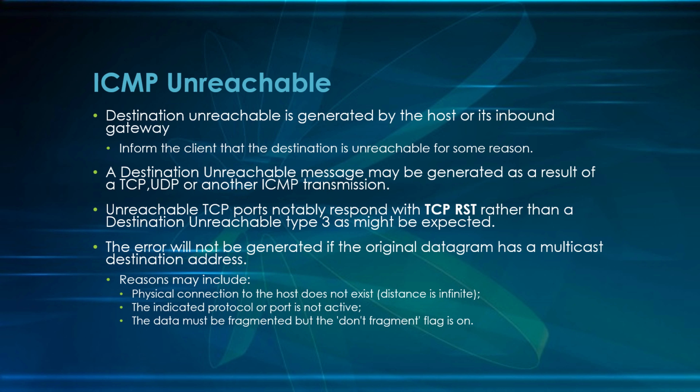Now, the error will not be generated if the original datagram has a multicast destination address. Multicast destination address is pretty huge because that technically should never be applied to a host. So a 224.0.0.0/4 address block should never be associated to an interface IP address. The two should not be the same. And the reason for that is because multicast destinations are designed for multiple end stations to communicate with, not to.